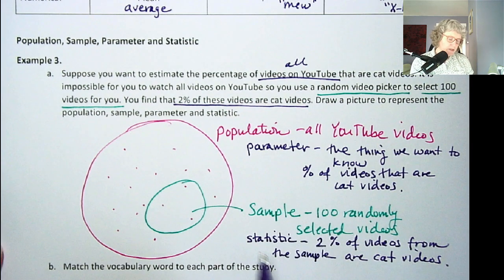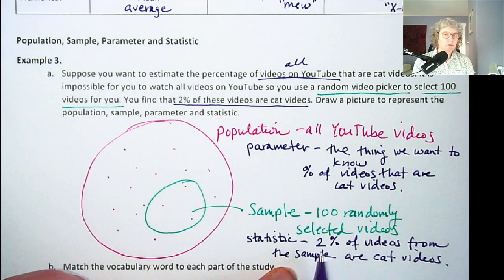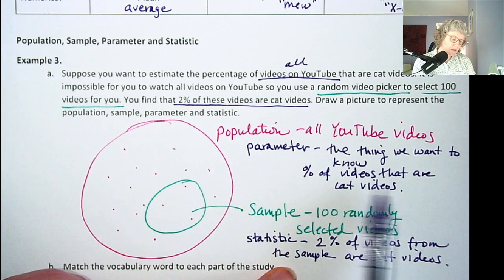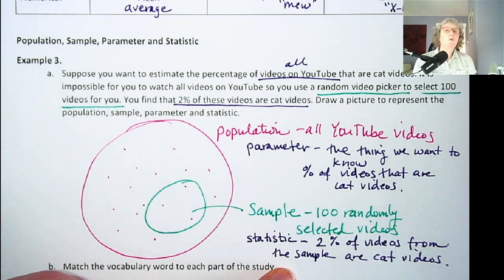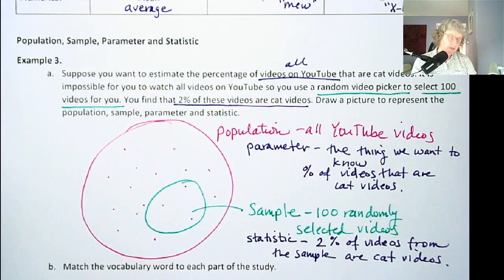Okay, so let's say we did parameter last. We did statistic first. 2% of the videos from the sample are cat videos. Then what we could do is just substitute, and we don't know the percentage. That's what we're trying to estimate. What percentage of videos in the whole population are cat videos? Okay, so the parameter and the statistic are the same quantity, but one is calculated from the sample, and the other is related to the population.